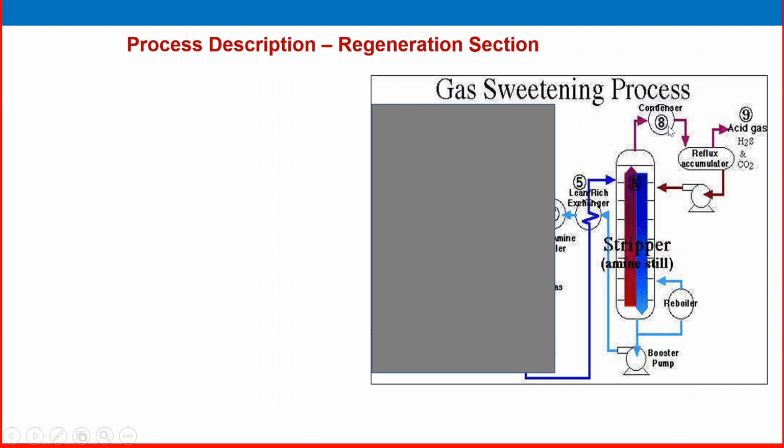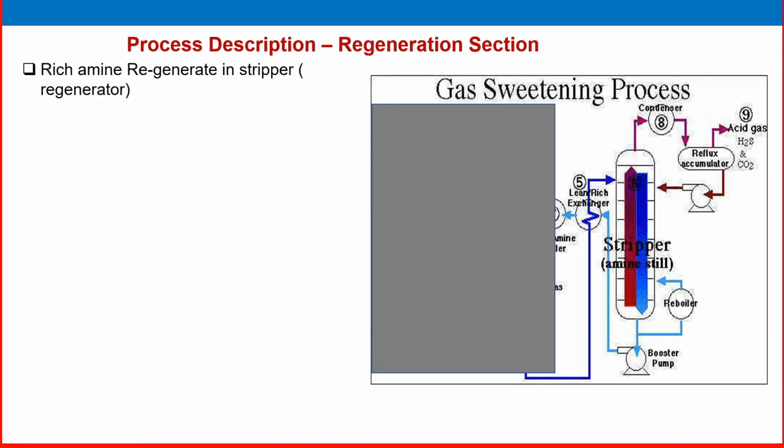The acid gas is condensed through a condenser and collected in the accumulator. From that accumulator, acid gas is released to another section, the H2S recovery plant or acid gas recovery plant. The water is collected here and refluxed back to the still column, the stripper column, to maintain the temperature. This is the process of amine regeneration. Rich amine is collected here, and some portion is always taken out as pure amine and pumped back to the absorber. So this is the process.